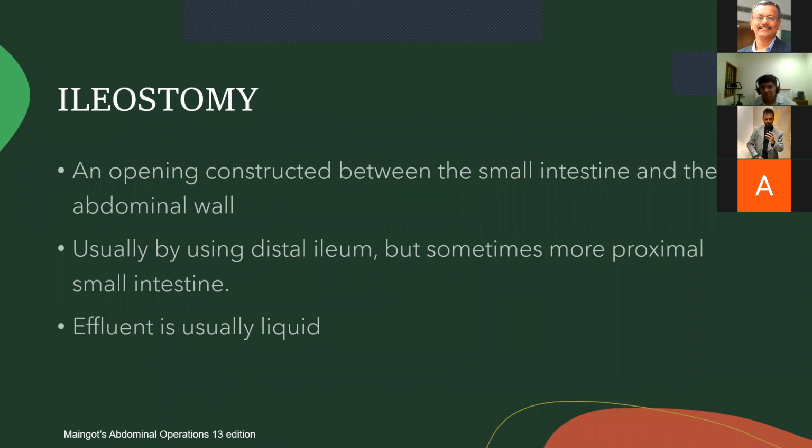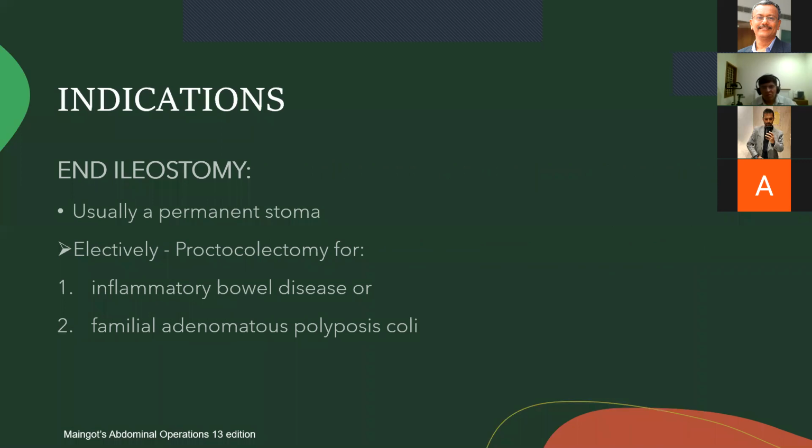So coming to the heading of our discussion today, the ileostomy, which is a specific opening constructed between the small intestine and the abdominal wall. It is usually done using a distal segment of the ileum, but sometimes a proximal segment of the intestine can also be used. And the effluent in case of ileostomy, as I had mentioned before, is mainly liquid.